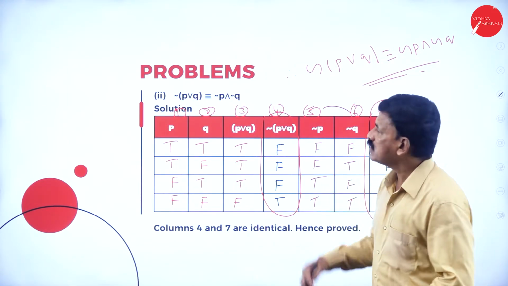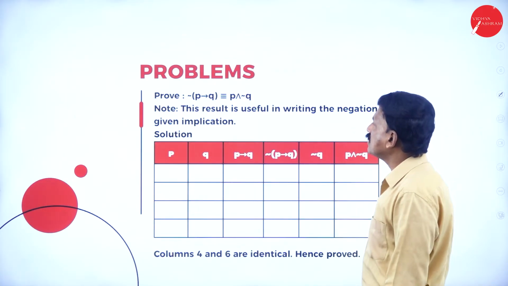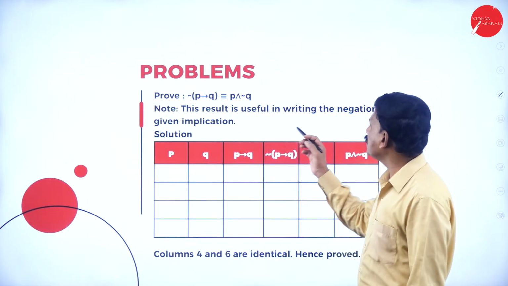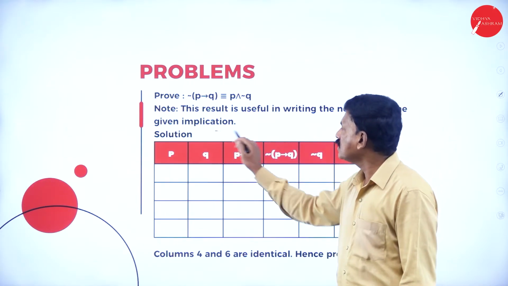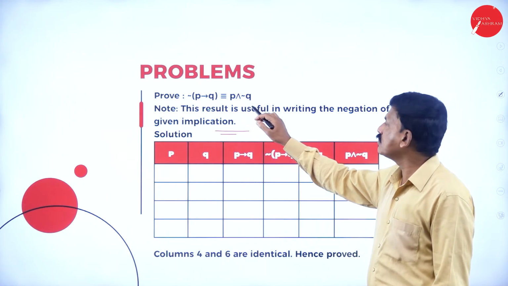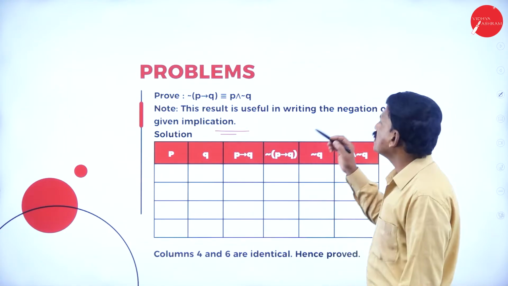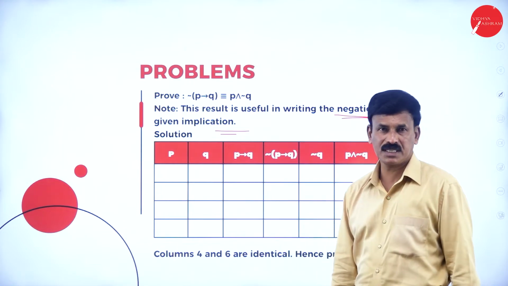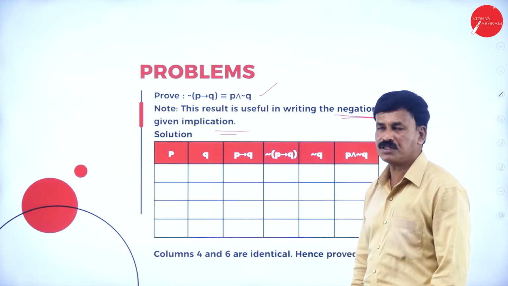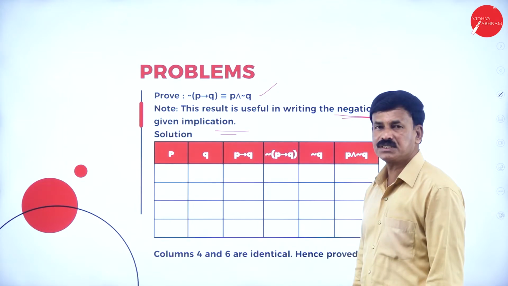That's it. Right. Now, let us take one more example. Negation of P conditional to Q is logically equivalent to P conjunction negation Q. So, conditional statement. This type of result is very important in writing the negation for the given implication. This is very important while writing the negation. To write the negation, we are going to use these concepts. These types of implications are very, very important.